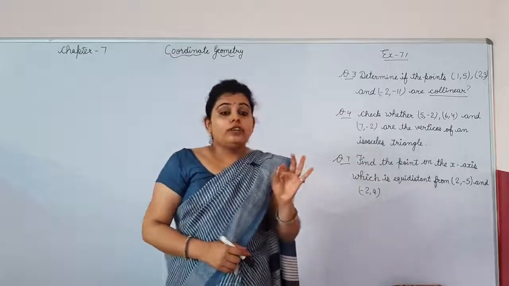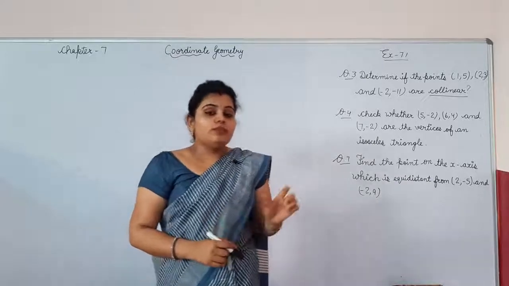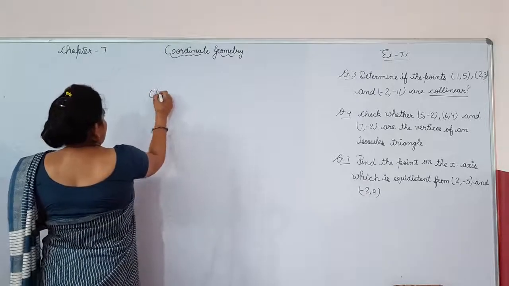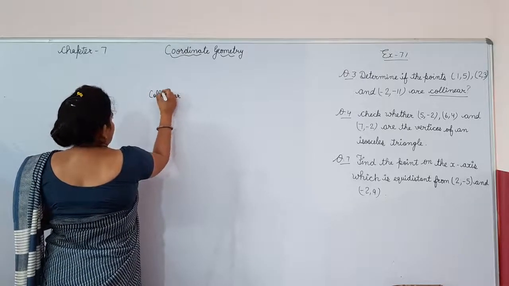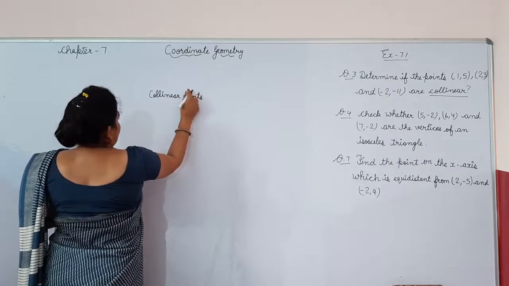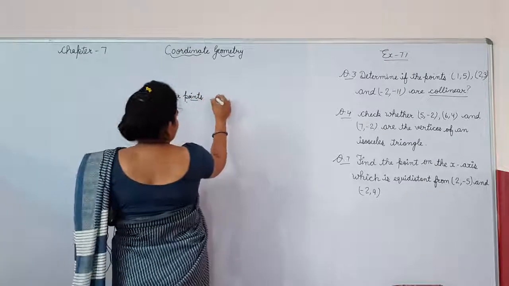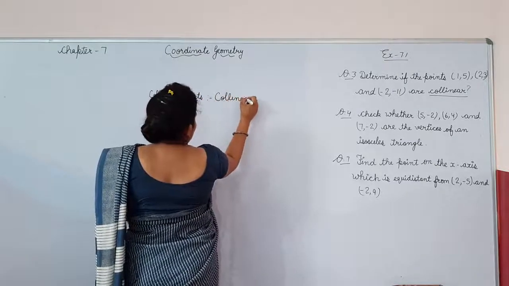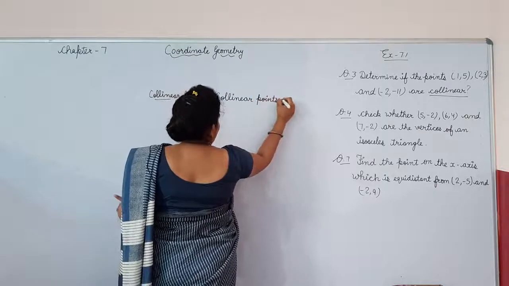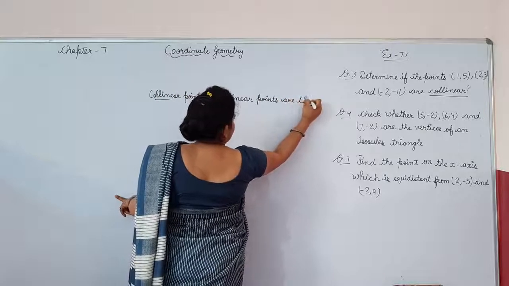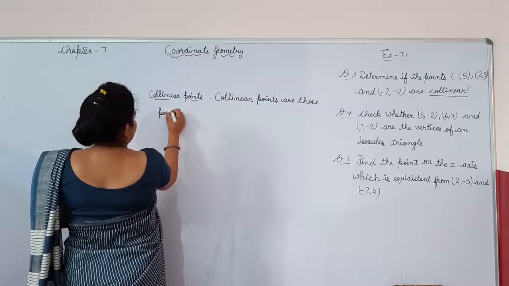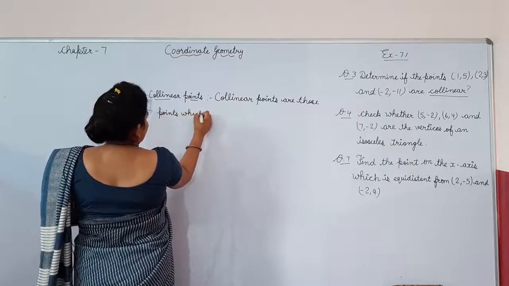First of all, what do you mean by collinear points, or what is the property of collinearity? Collinear points are those points which lie on the same line.